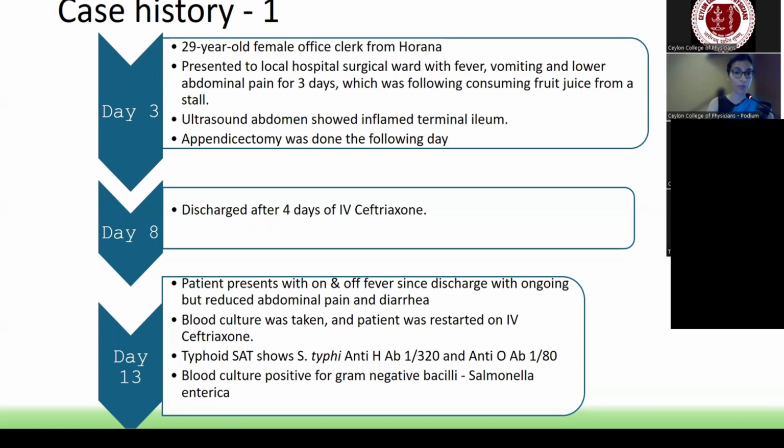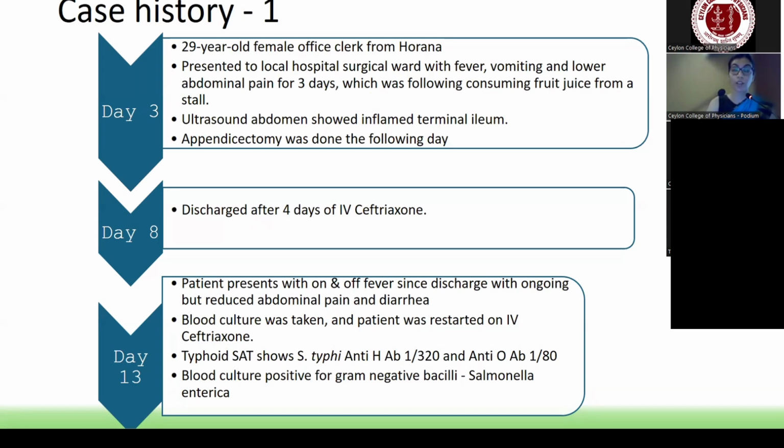vomiting, and lower abdominal pain for 3 days duration, which was following consuming fruit juice from a stall. The ultrasound abdomen showed an inflamed terminal ileum. The appendix was not visualized, and the patient underwent appendicectomy the following day. On day 8, she was discharged after 4 days of IV ceftriaxone.